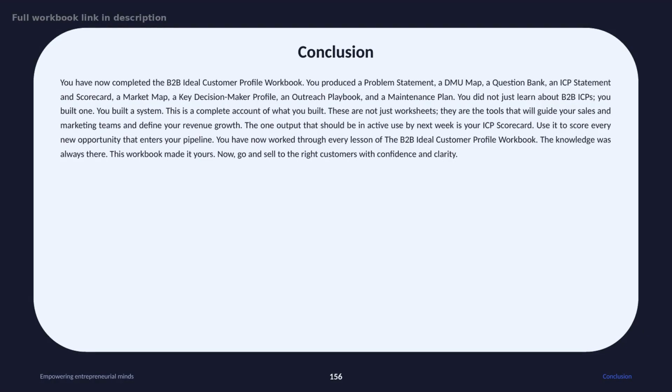You've now completed the B2B Ideal Customer Profile workbook, and here's the honest tally of what that actually means. You produced a problem statement, a DMU map, a question bank, an ICP statement and scorecard, a market map, a key decision-maker profile, an outreach playbook, and a maintenance plan. You didn't just learn about B2B ICPs, you built one. You built a working system.